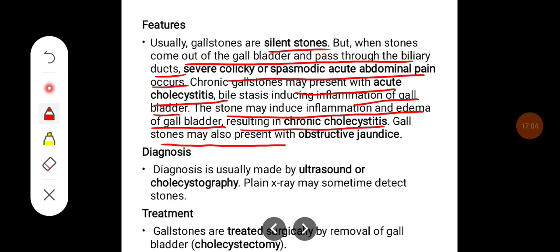Gallstones also may present with obstructive jaundice. The diagnosis is usually made by ultrasound or cholecystography. The plain X-ray may sometimes detect stones. Treatment is usually surgical, by the removal of the gallbladder, which is called cholecystectomy.